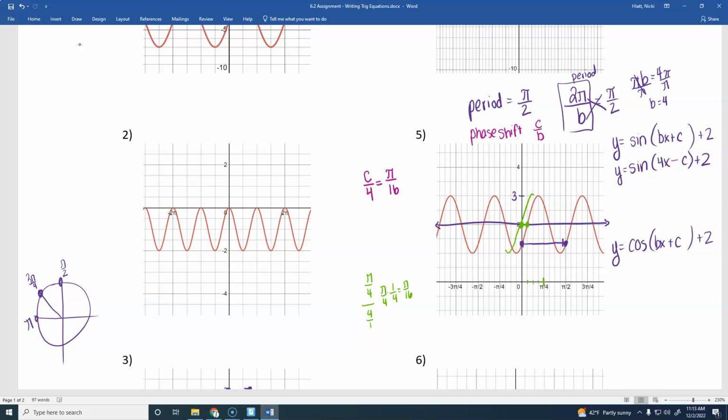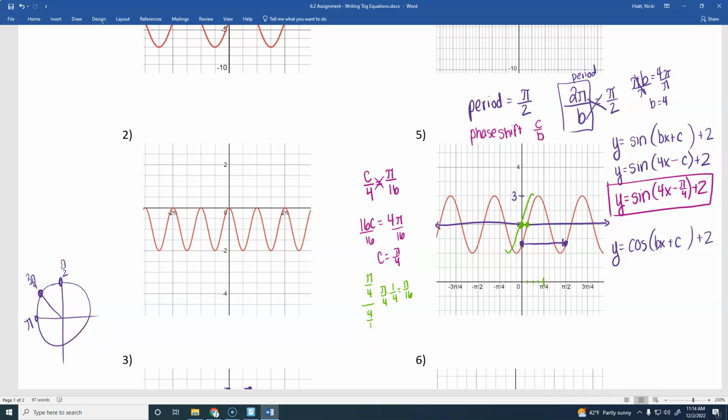That one I really don't know how to figure out just looking at it very well. So just cross multiply here. You get 16c equals 4 pi. And divide by 16. So c equals pi over 4. So that c value is pi over 4. Our equation for sine is going to be y equals sine of 4x minus pi over 4 plus 2. That is one of our answers.